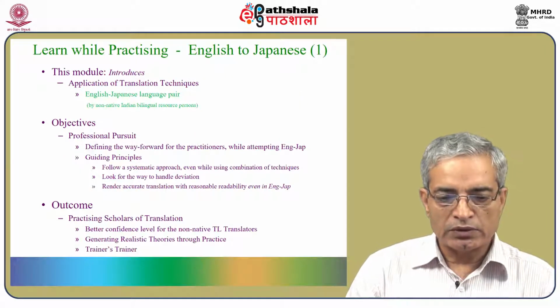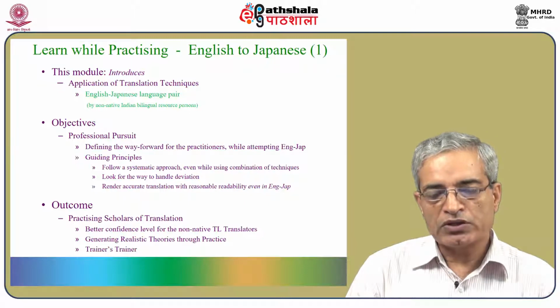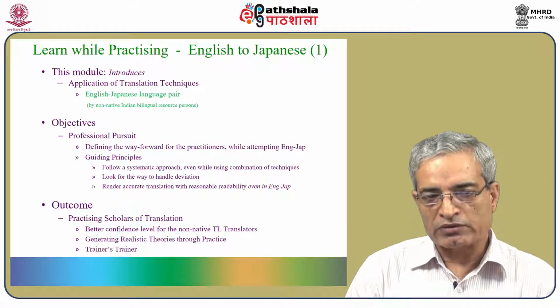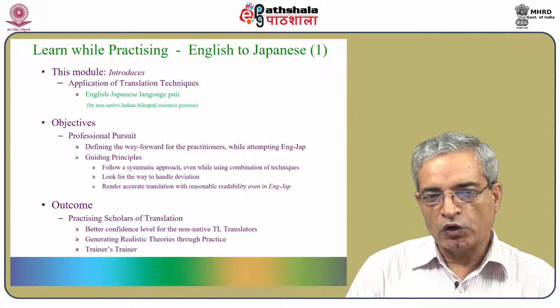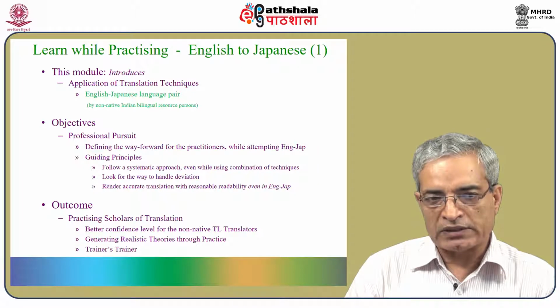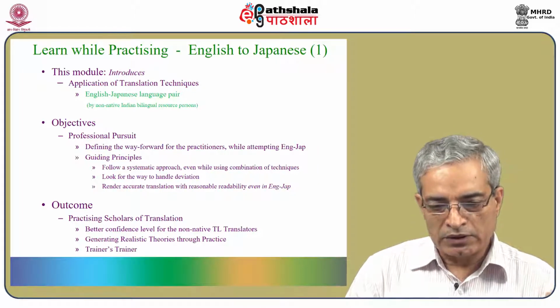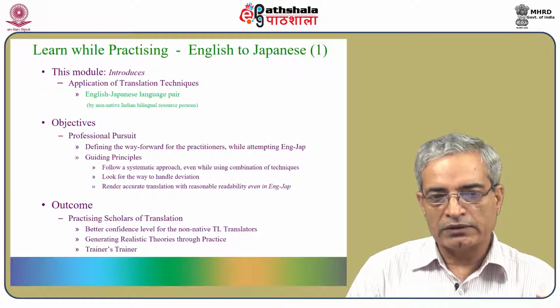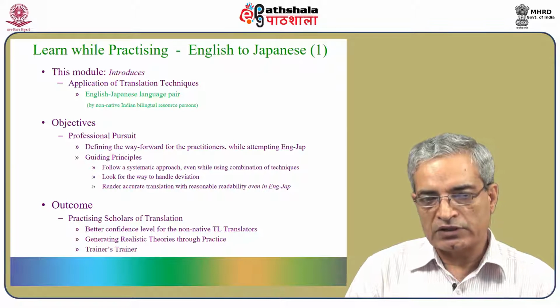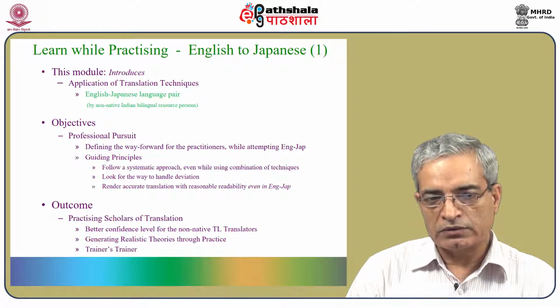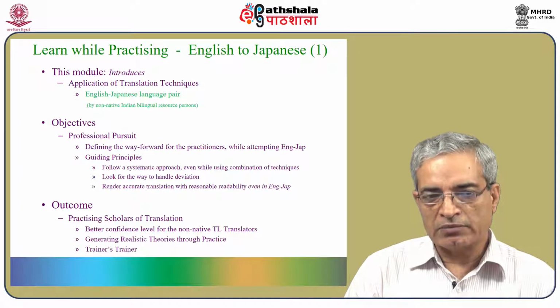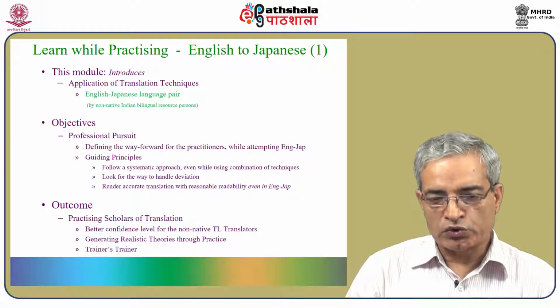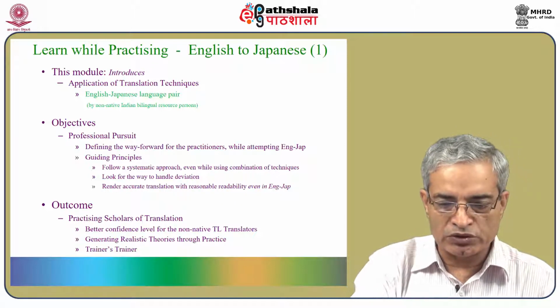In this particular module, we are introducing application of translation techniques for doing the translation. In fact, while introducing the techniques also, we have used examples, and now the techniques are covered already, so we'll use those techniques and try to do the translation using those techniques. In this particular module, we are trying English to Japanese language pair. Normally, if translation from English to Japanese is done by a non-native speaker, for example an Indian, there is always a question mark. So we are attempting to do that through this methodology.